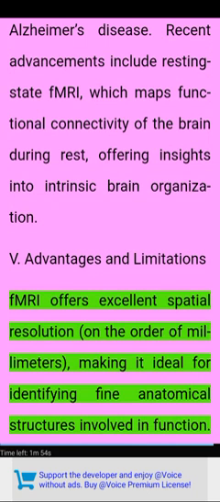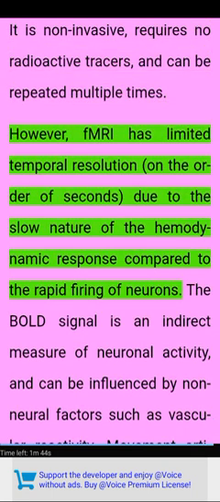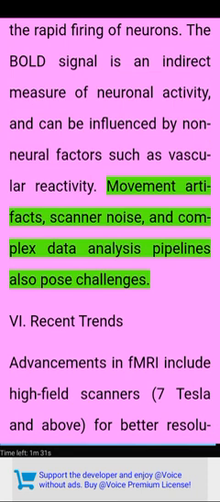fMRI offers excellent spatial resolution, on the order of millimeters, making it ideal for identifying fine anatomical structures involved in function. It is non-invasive, requires no radioactive tracers, and can be repeated multiple times. However, fMRI has limited temporal resolution, on the order of seconds, due to the slow nature of the hemodynamic response compared to the rapid firing of neurons. The BOLD signal is an indirect measure of neuronal activity, and can be influenced by non-neural factors such as vascular reactivity. Movement artifacts, scanner noise, and complex data analysis pipelines also pose challenges.